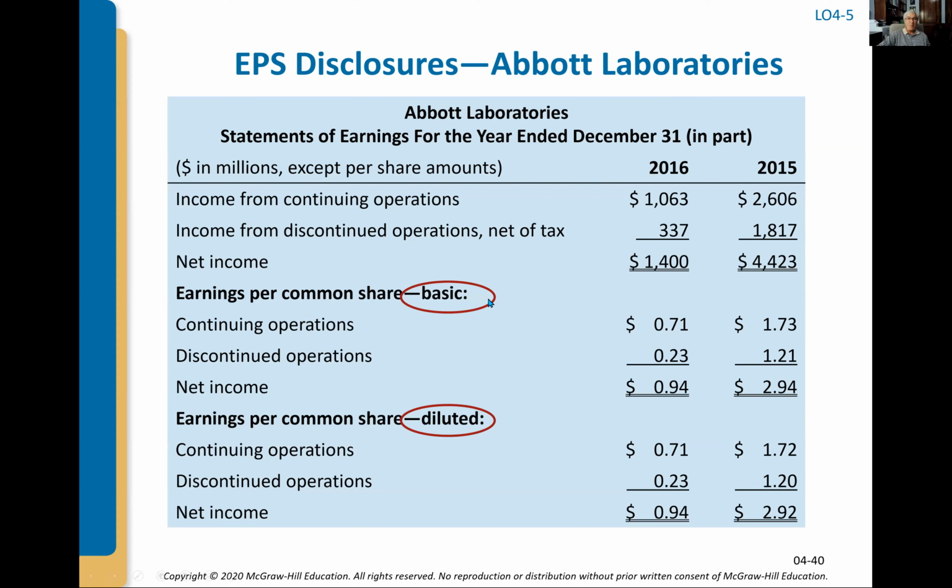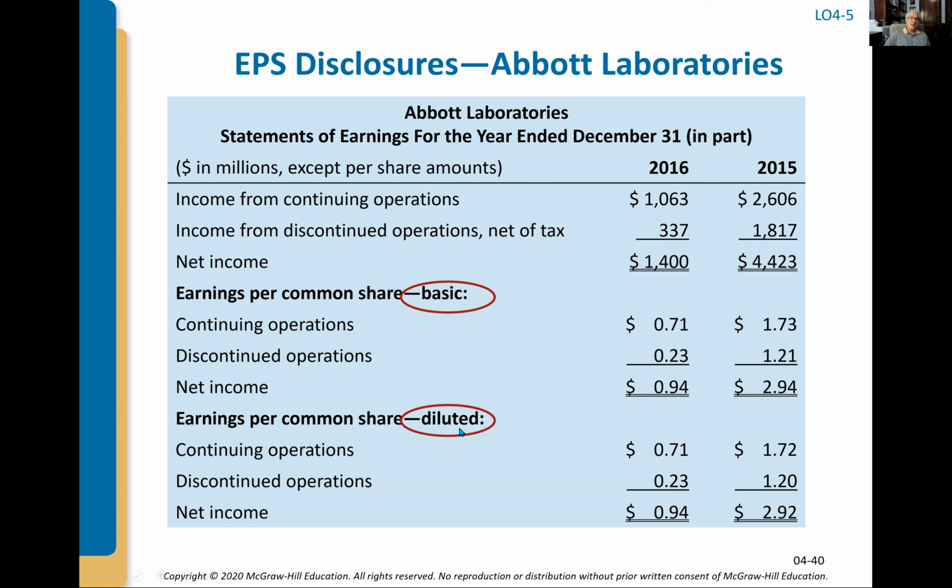And so here's Abbott Laboratories. The other thing I want you to know is both basic and diluted earnings per share. That calculation is done for continuing operations or discontinued operations, and then net income, which is the total continuing and discontinued net income. And so you have all three for basic, and you have all three for diluted.